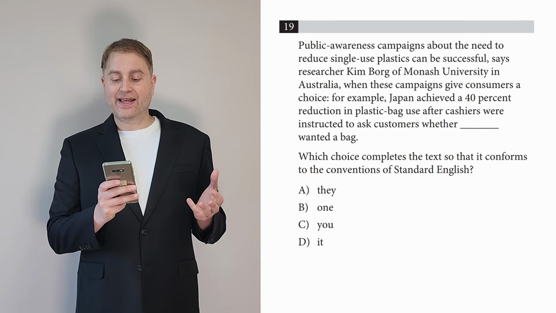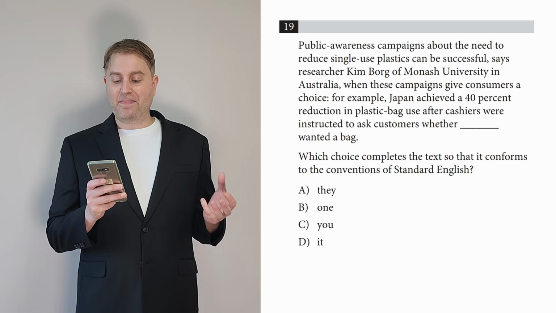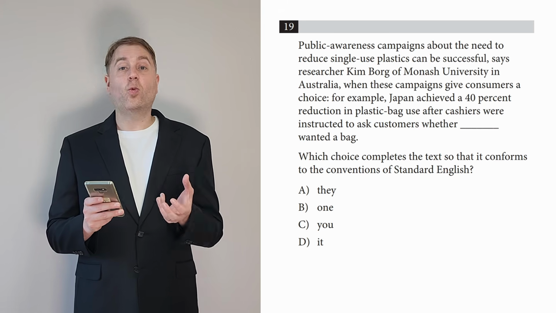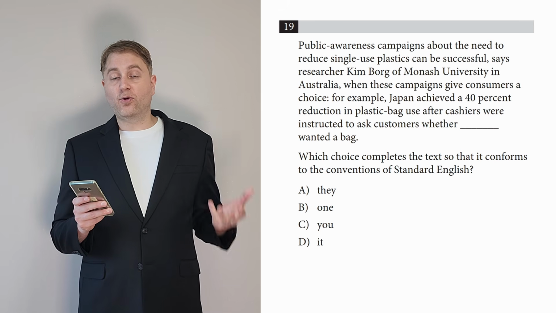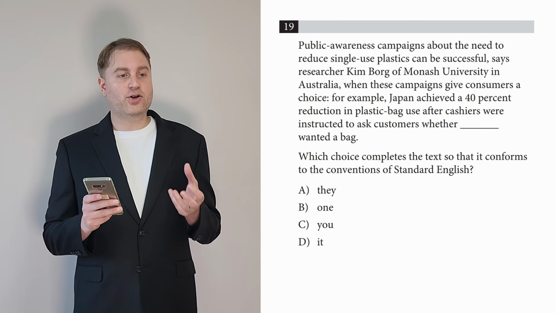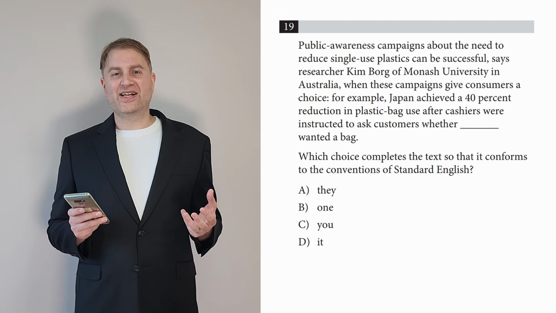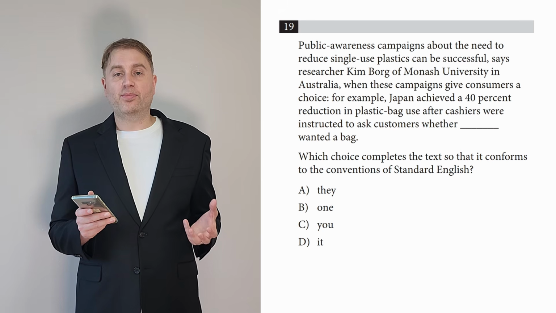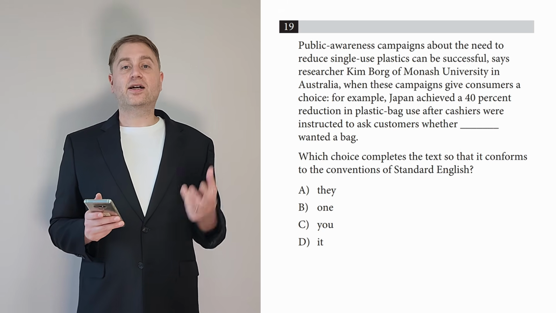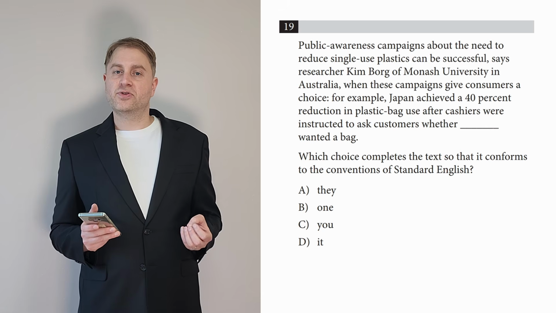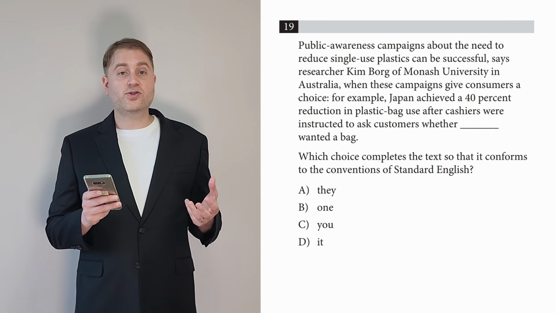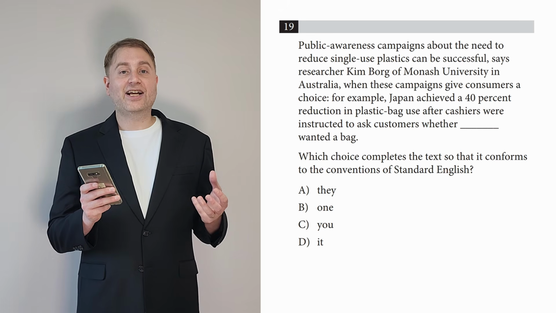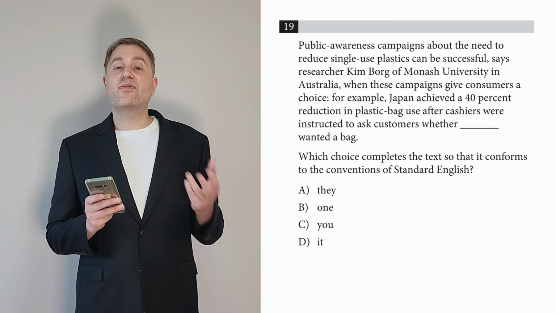For example, Japan achieved a 40% reduction in plastic bag use after cashiers were instructed to ask customers whether blank wanted a bag. Now the answer choices give us 4 possible pronouns, and we need to select the correct one. So the question we need to ask ourselves is, who does this pronoun refer to? Well, who wanted a bag? They're probably asking the customers, whether the customers wanted a bag. And customers is plural. Now looking at this, there's only one plural option here, A, they. So that's the correct answer. The cashiers were instructed to ask customers whether they wanted a bag.